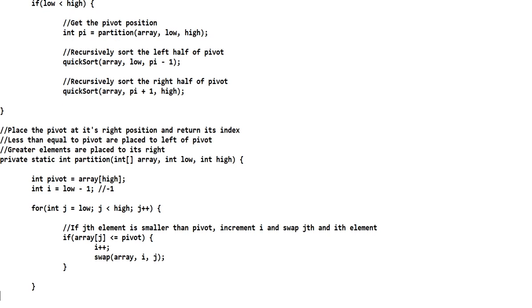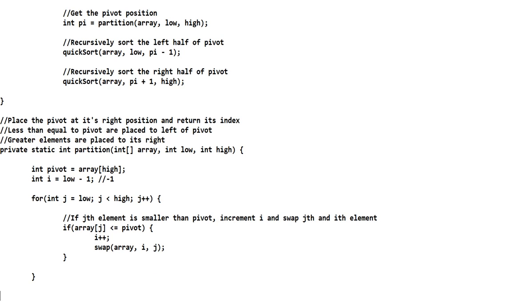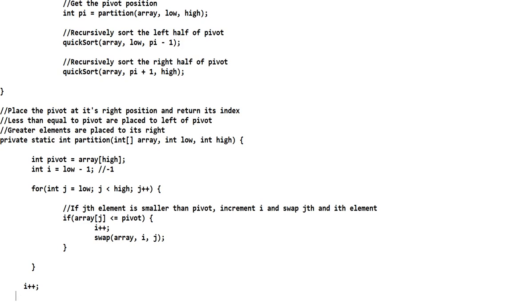So once we are done scanning all the elements from left to right, all the elements at index i and to the left of it, including that index, will be less than equal to the pivot. Now we need to place the pivot in between. So we are going to increment i again, and perform one more swap so that the pivot is at its right position.